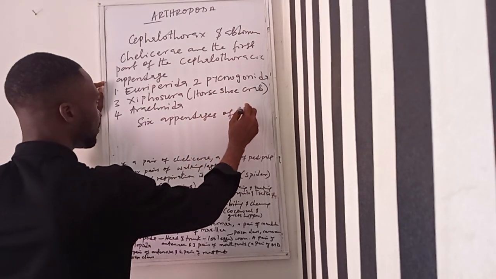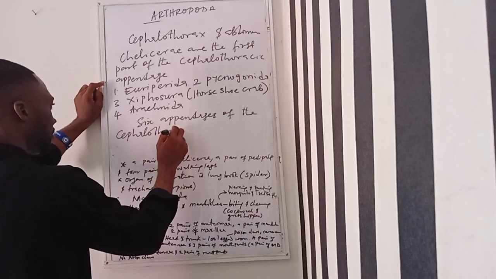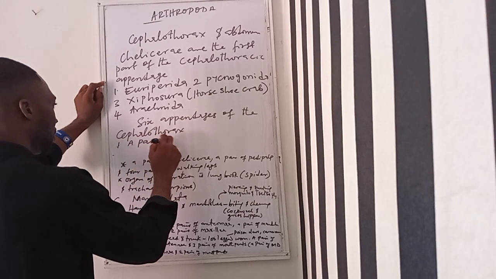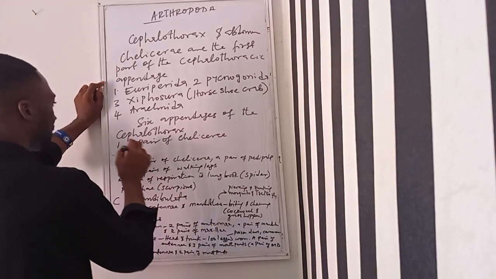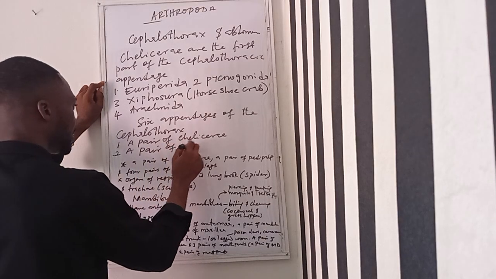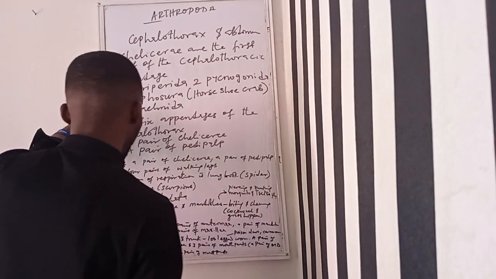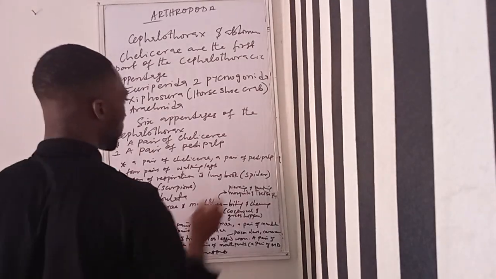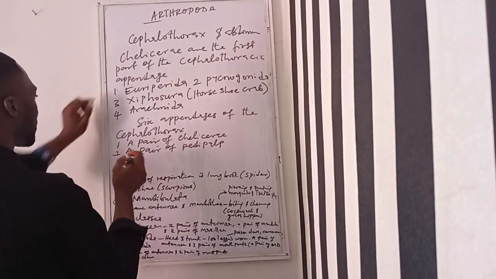Six appendages of the cephalothorax. The first one is a pair of chelicerae. Second one is a pair of pedipalp. And 4 pairs of walking legs.